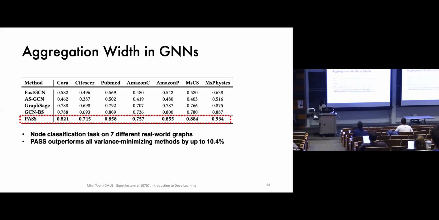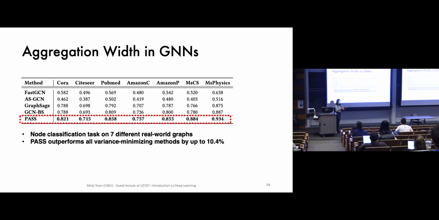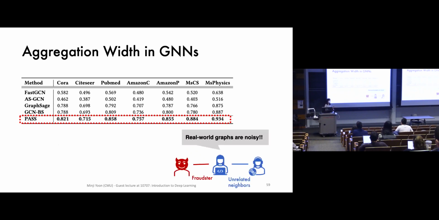This is the result of our work. As you can see, when we ran a node classification task on 7 different real world graphs, our method, which focuses on neighbors who help maximize GNN performance, showed up to 10% higher accuracy than all previous sampling-based methods, which just care about the variance in sampling. This huge gap in accuracy happened because real world graphs are noisy. That means every connection in the graph has a different meaning. Some connections are more useful for my task, and some are meaningless for my task.